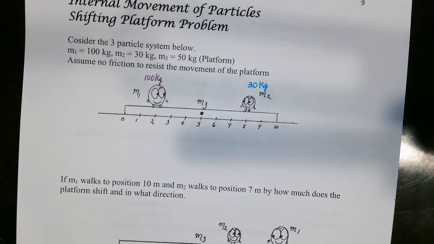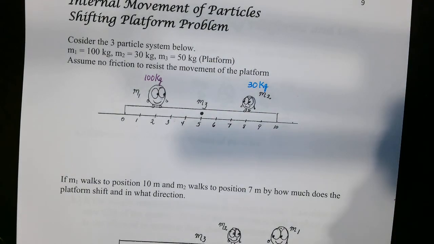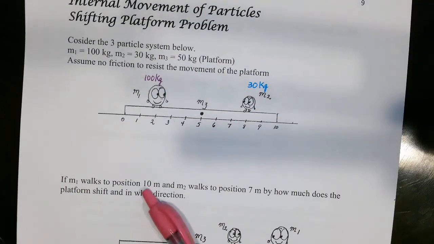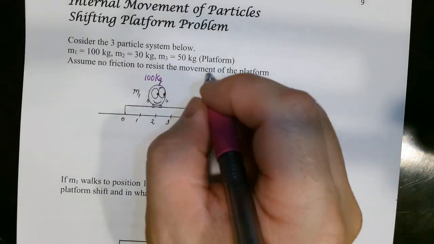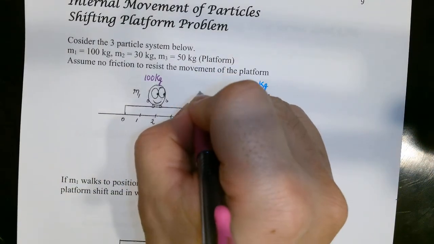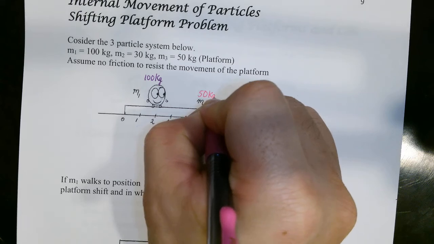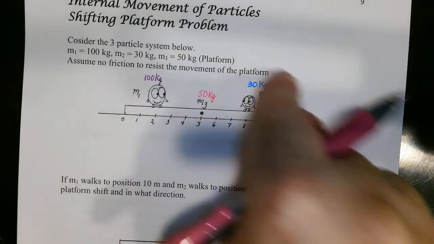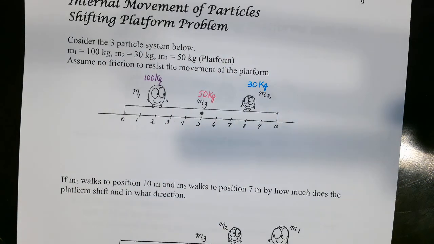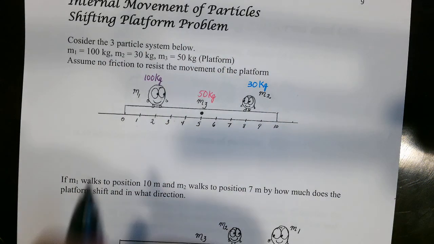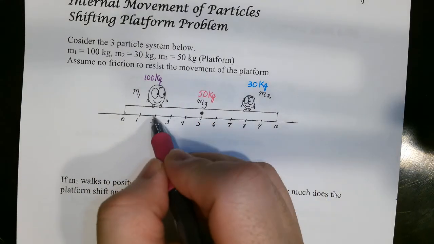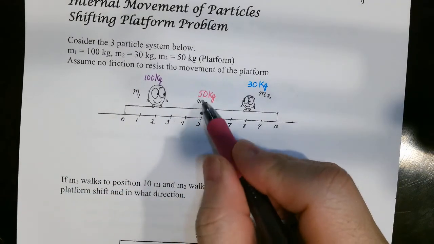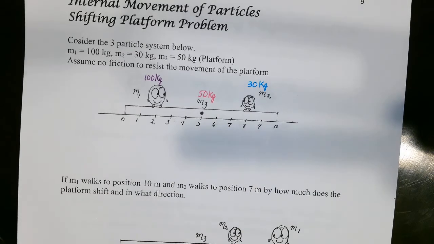And mass 3, the platform, is 50 kilograms of mass, right? Let's find the center of mass of this three particle system, okay? So where are they all located? Here's 2 meters, 5 meters, and 8 meters, okay?